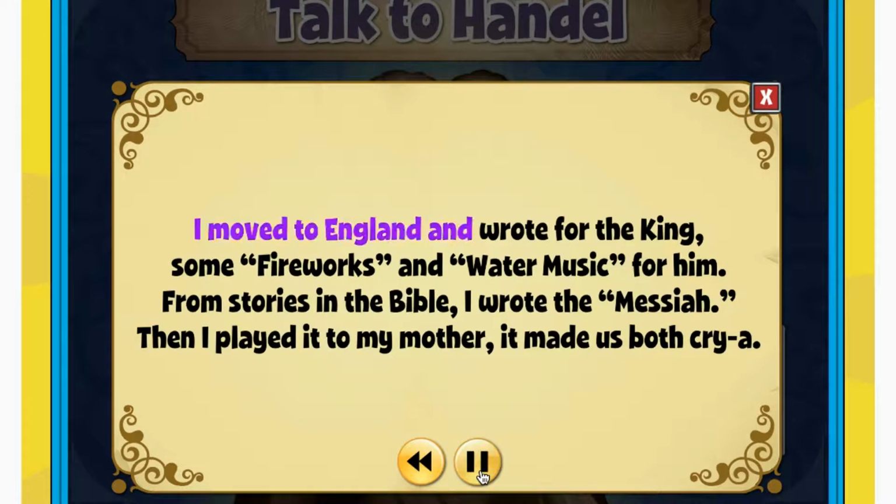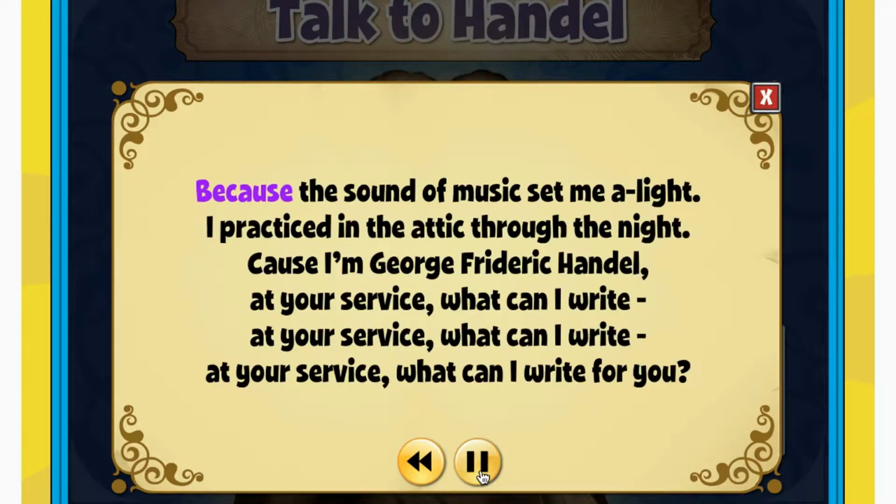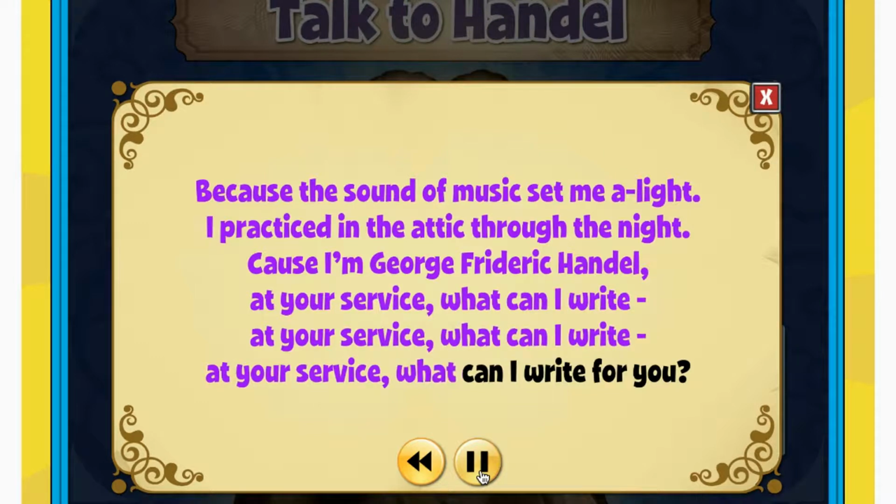I moved to England and wrote for the king. Some fireworks and water music for him. From stories in the Bible, I wrote the Messiah. Then I played it to my mother, it made us both cry. Because the sound of music set me alight. I practice in the attic through the night. Cause I'm George Frederick Handel. At your service, what can I write for you?